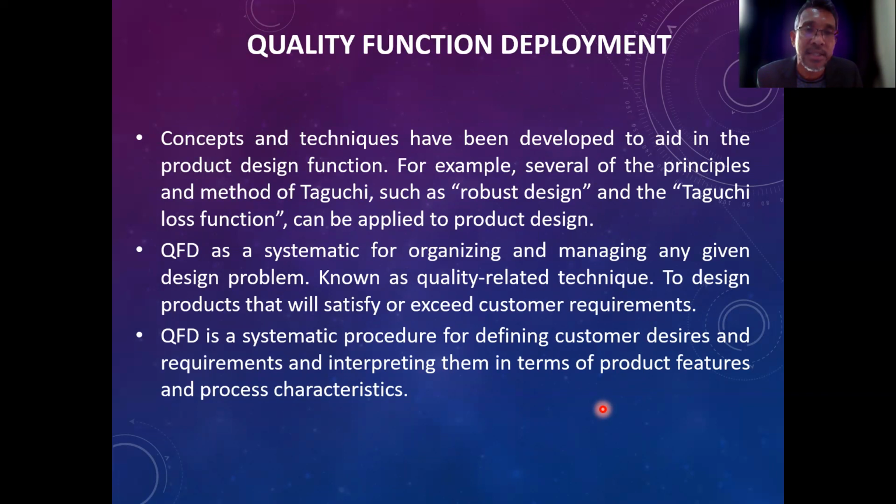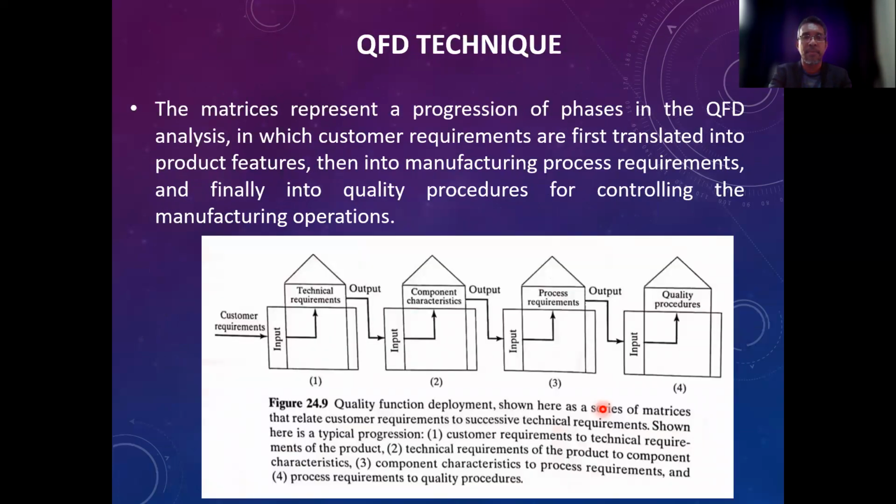So QFD is a systematic way for organizing and managing any given design problem, known as a quality related technique. And then to design a product that will satisfy and exceed customer requirements. It is a systematic procedure for defining customer desire and requirement, and then we need to interpret them in terms of the product features and product characteristics as well. So this is an example of the technique we use in this figure.